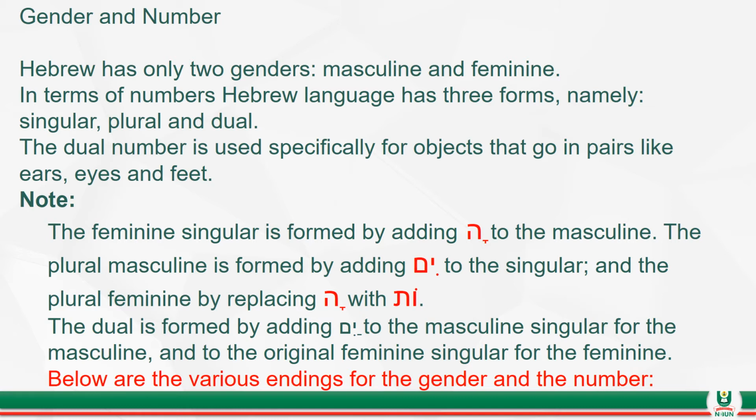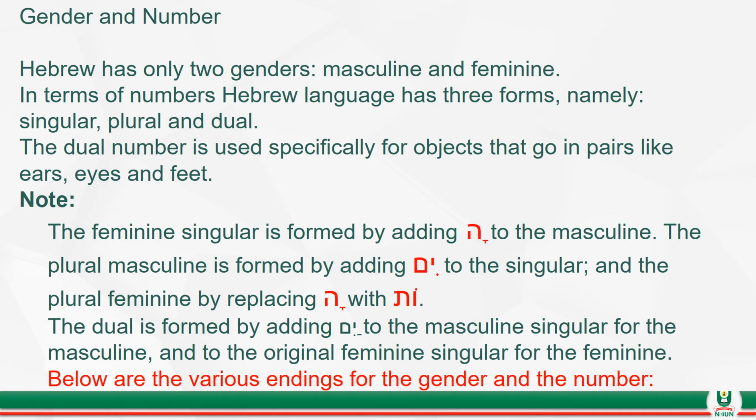The dual has to do with those parts of the body or those things that naturally come in pairs, like a pair of shoes, like the hands, the eyes, the ears. These come as pairs and they are treated as dual numbers in the Hebrew language. Now, let us go to formation.